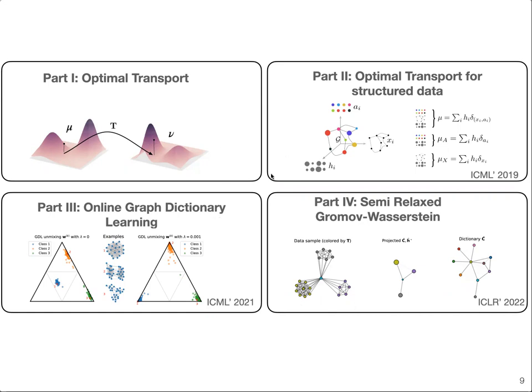And so I'll try, for those of you that are not familiar with optimal transport, to make a concise introduction to this, and then I will talk about two works that we presented in ICML 2019 and 2021 that are related to using optimal transport for graph data.